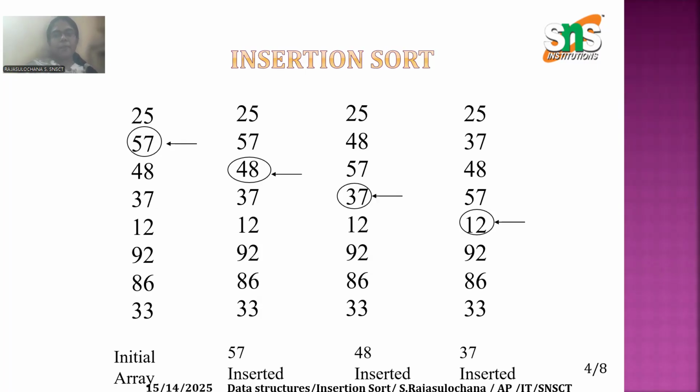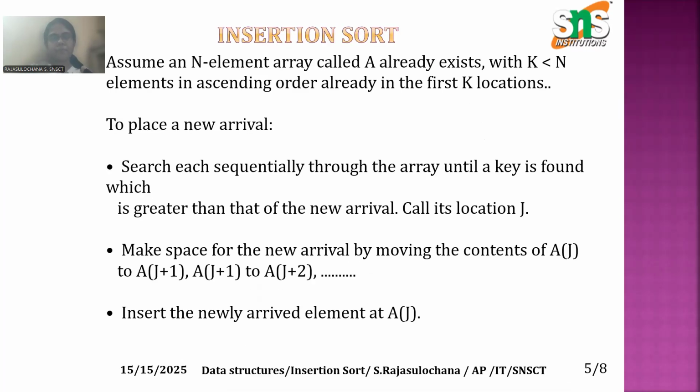And again, a new card arrives, having value 12. Now 12 is compared with 25, it is smaller, so it is inserted as the first card. This is how insertion happens every time a new value is inserted. So this shows the working of insertion sort.